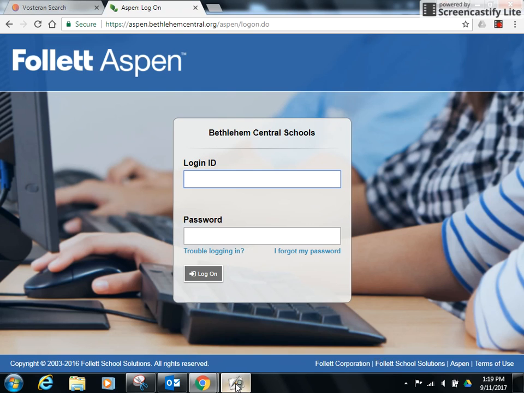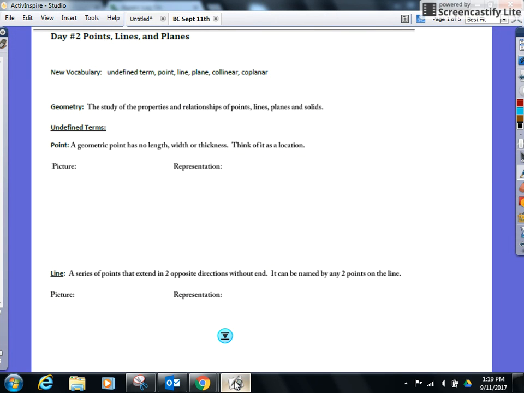Here we go. Okay, so the first one we have to go over, point. A point. All right, a picture of a point. And it's usually named by a capital letter. You will see a capital letter near it. So this would be point P. Usually you see the capital letter right next to the point.